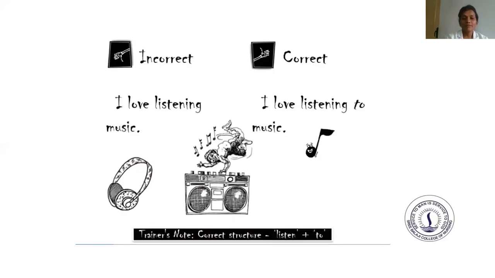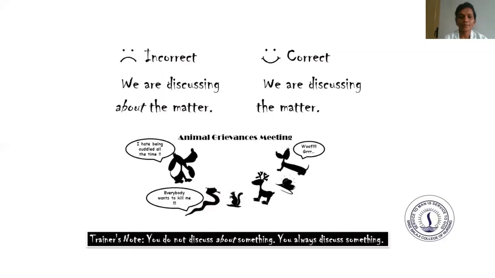And I love listening music. The correct sentence is, I love listening to music. So listen plus to, that's the correct form. I love listening music is wrong. I love listening to music. We are discussing about the matter is incorrect, and we are discussing the matter is correct. You do not discuss about something. You always discuss something. So that's the correct thing.